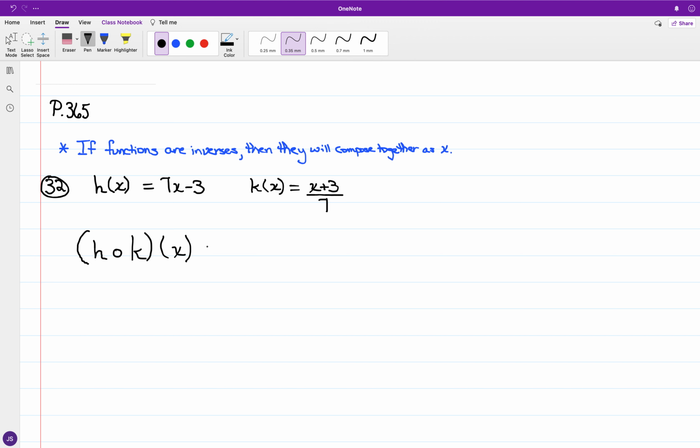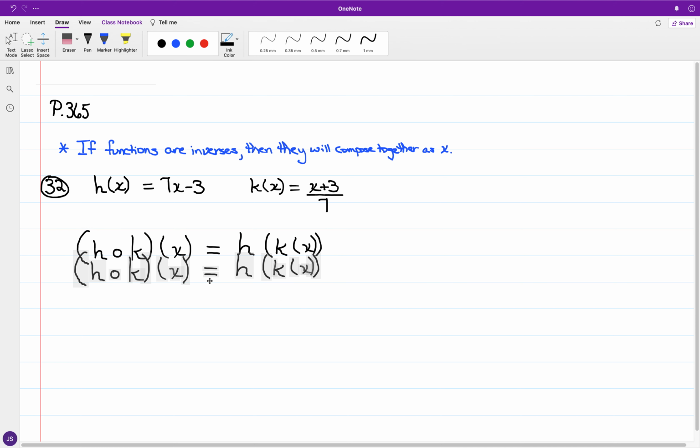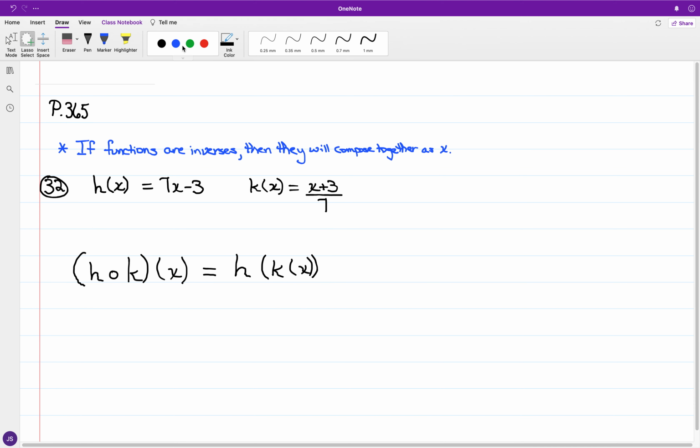Just clustering the functions together, we have h of k of x, and so h is going to be dependent upon the behavior of the function k of x. Operating in line with the outside function, h is on the outside, and for h of the input, the mode of behavior is 7 times the input minus 3.